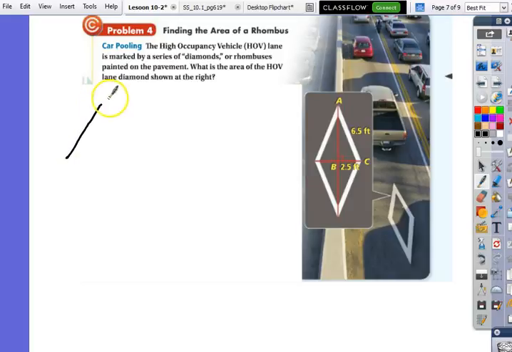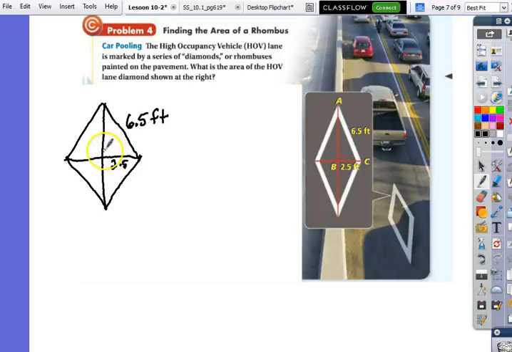So we're talking about a rhombus, and the rhombus is represented by the little diamond things that they draw on the carpool lanes. And we know that the sides of the rhombus are 6.5 feet, and then we know that this length right here is 2.5. Well, if this length is 2.5 and this is a rhombus, what do we know about this other side over here? It's 2.5 because a rhombus is a parallelogram, and in a parallelogram, diagonals bisect.